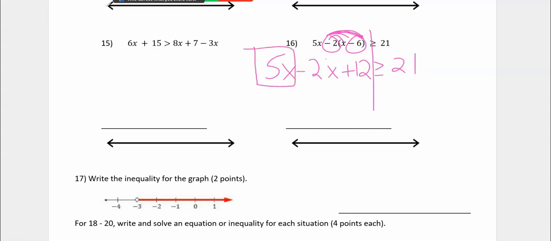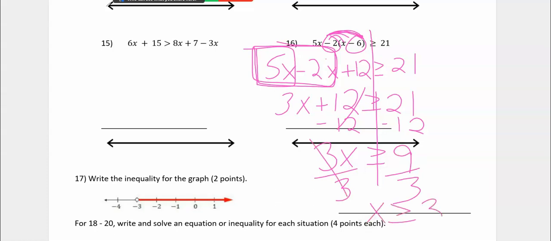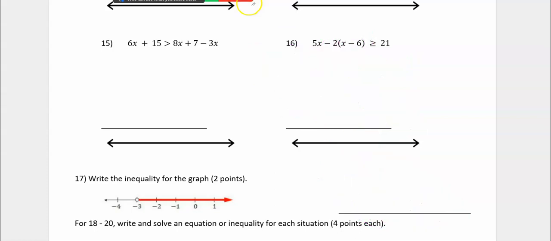And then you're going to combine those x's right there. 5 minus 2 is 3 x's. Okay, then subtract 12. So 3x is greater than or equal to 9. Divide by 3, and it's positive, so I do not need to flip the sign. So x is greater than or equal to 3.